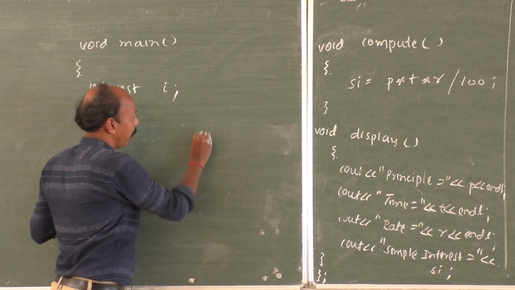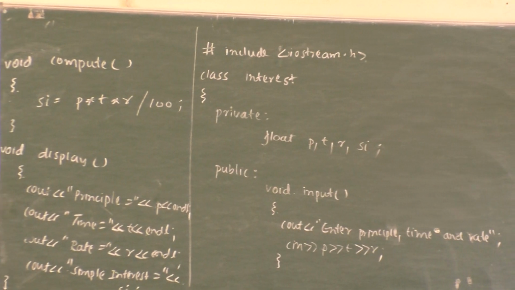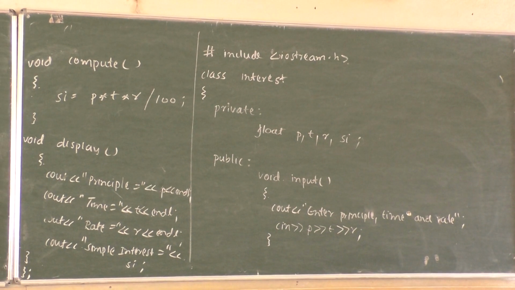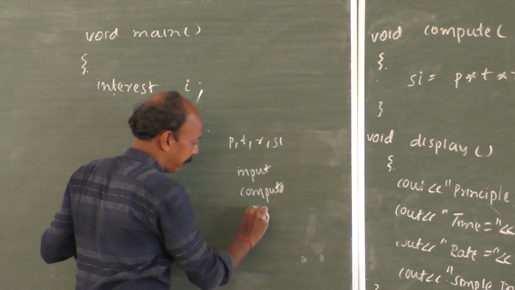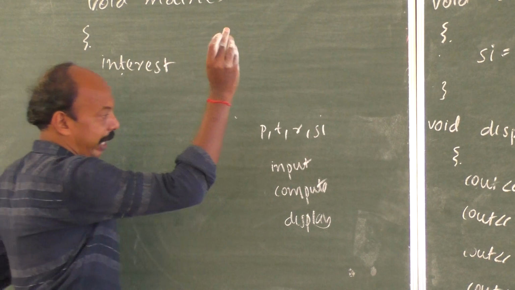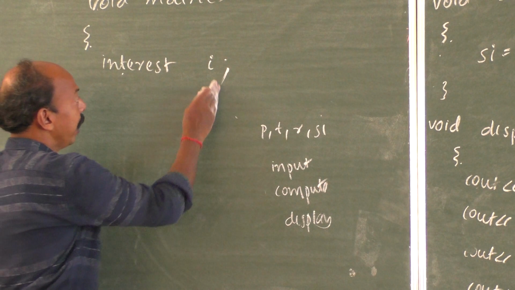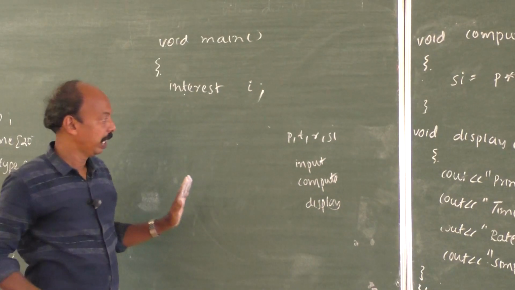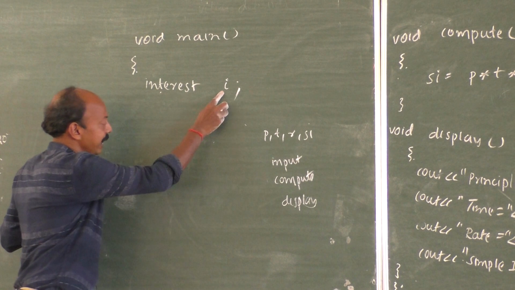Remember, in interest what we have? P, T, R, as well as we have SI. Similarly, 3 functions, that is input, compute, and display. Without creating an object, we can't do anything here. That's why first we are going to create an object. Once we have created the object, then only with the help of the object we can call the functions. As soon as we write this much, immediately the object I is created here.